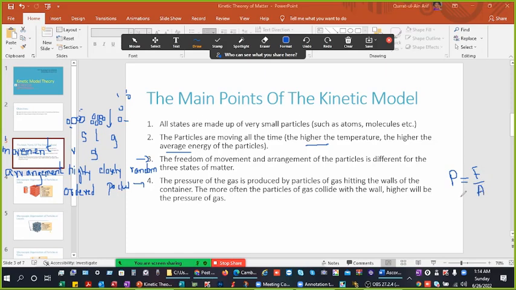Now, this force depends upon the average kinetic energy of the particles. The higher the average kinetic energy or the temperature, the higher will be the pressure, because the force applied per unit area is higher. And secondly, it depends upon the number of particles present per unit area. So if there is a greater number of particles, then the pressure will be greater.